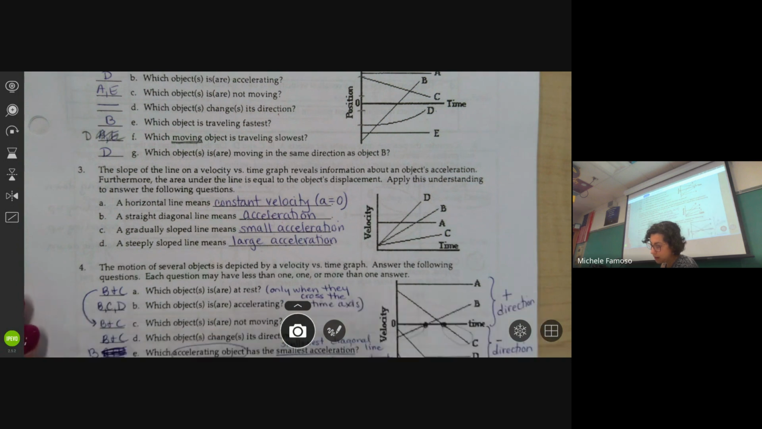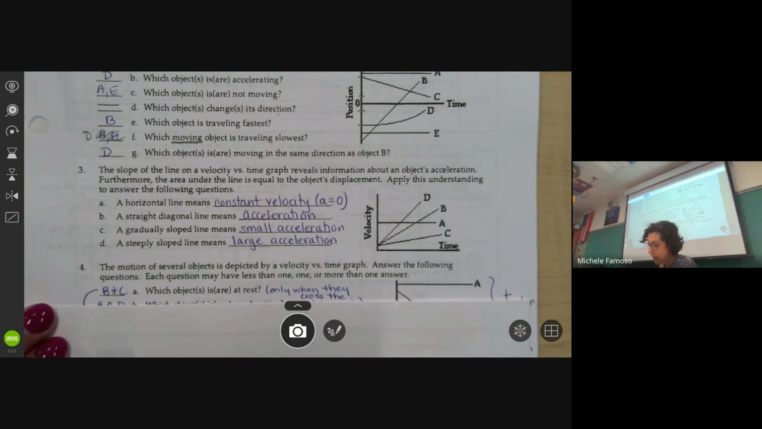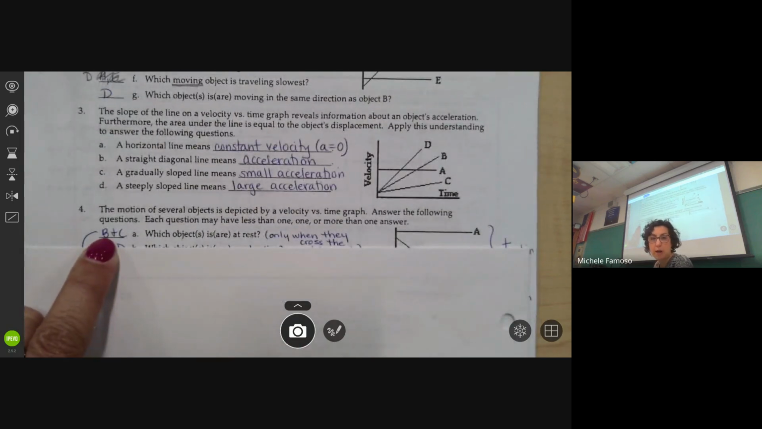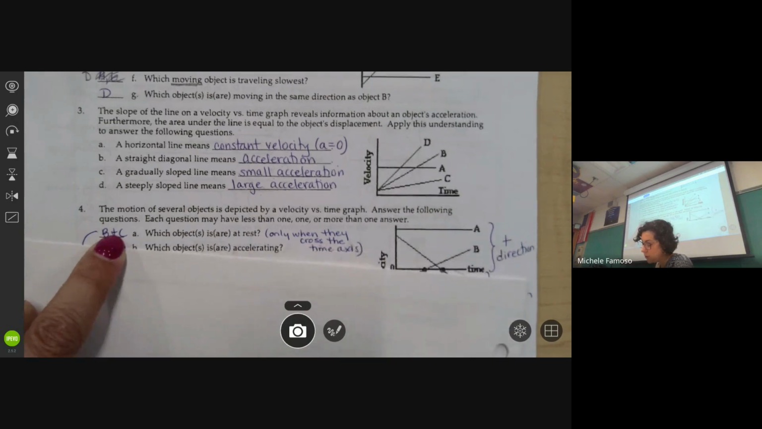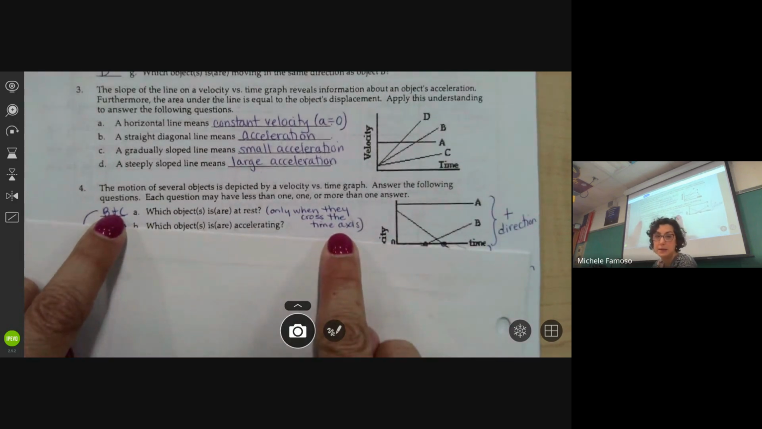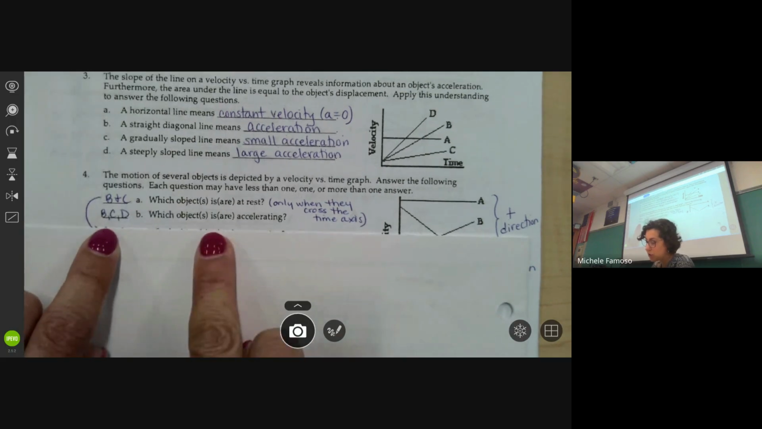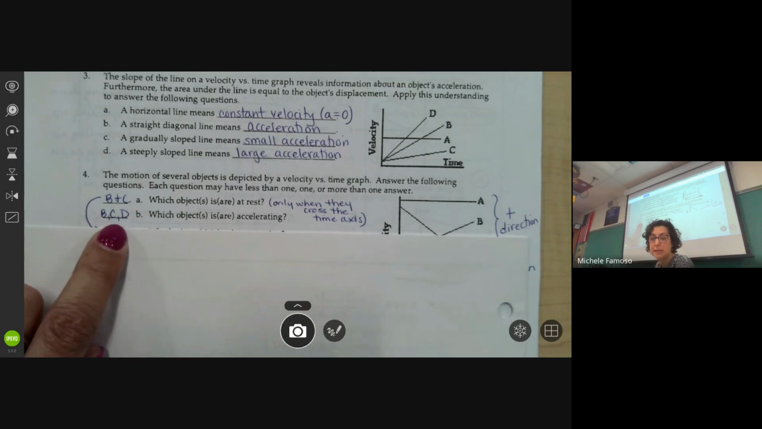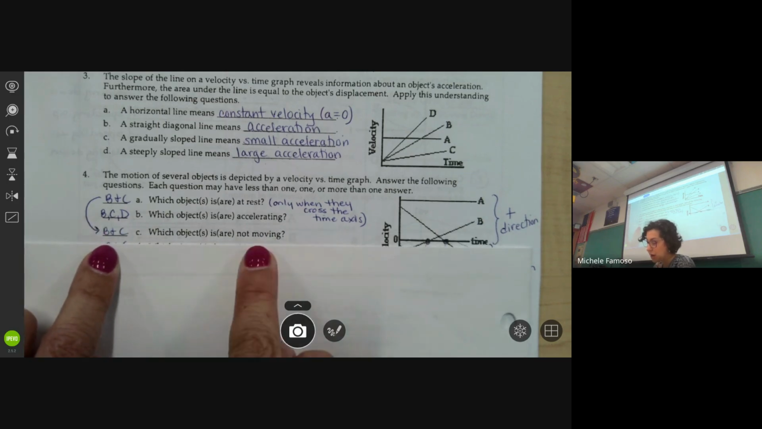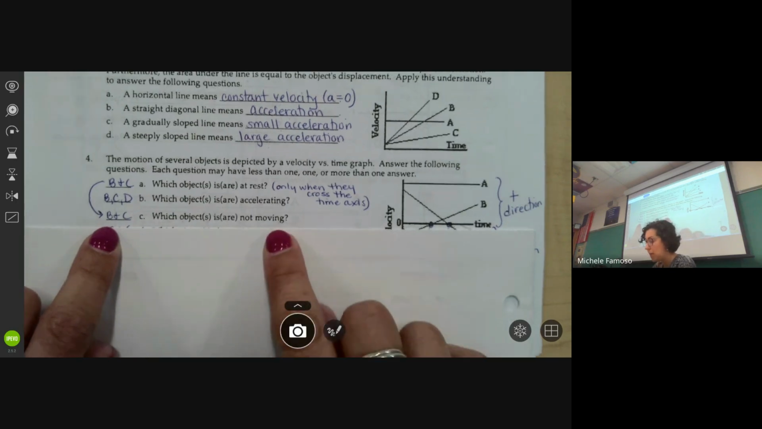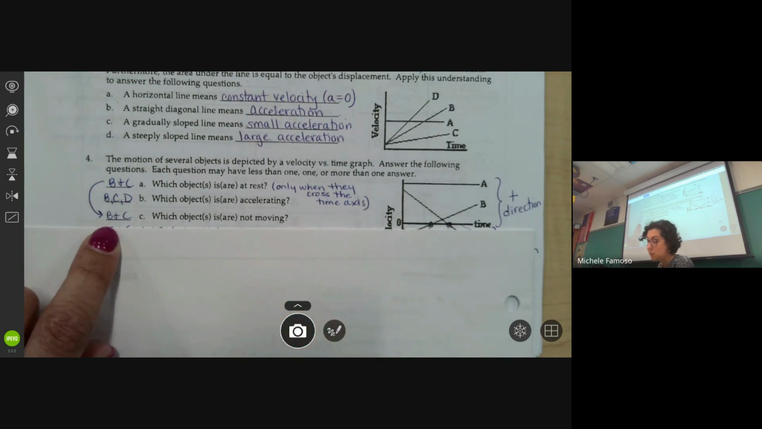Number 4. Okay, so let's go through these. A, the objects that are at rest are graphs B and C, but this is only when they are crossing the time axis. So there are moments in time when they're not moving. Graphs B and C have that. Letter B, which object or objects are accelerating? That's graphs B, C, and D because they're diagonal lines. Letter C, which objects are not moving? That's the same as letter A, graphs B and C. But again, that's only when they are crossing the time axis. There are moments in time when the objects are at rest.